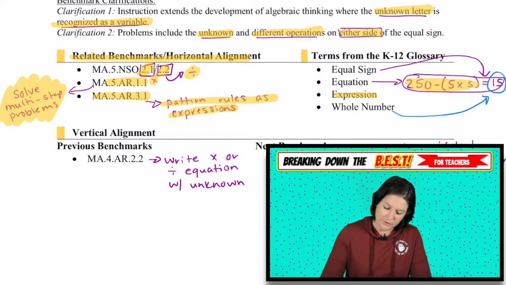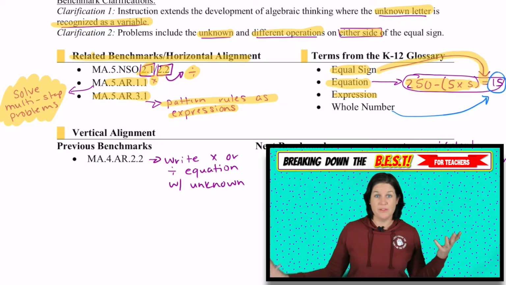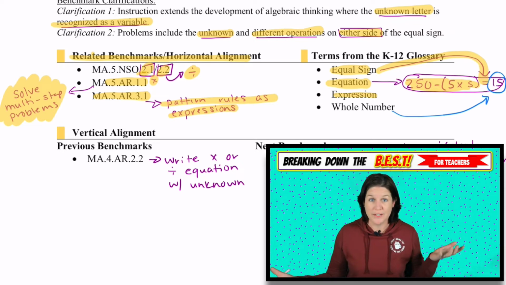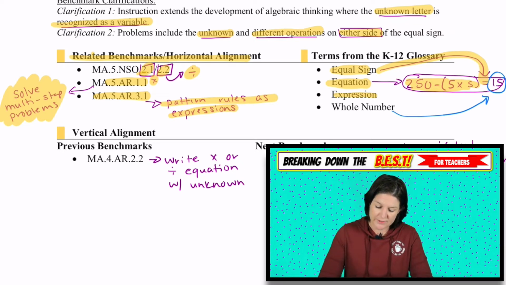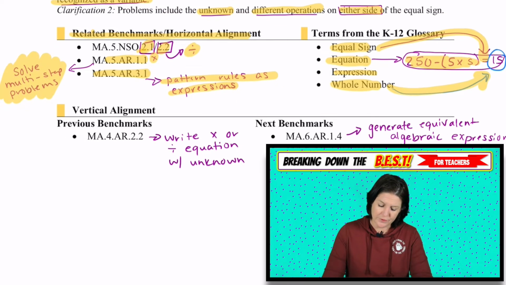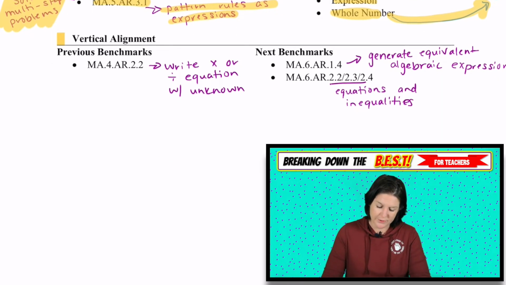So yeah, over here, equal sign. Of course, that is right here. An equation represents both sides of the equal sign, right? The values on both sides. And then a whole number is like this, like 15. Really, all of those numbers up there are whole numbers.